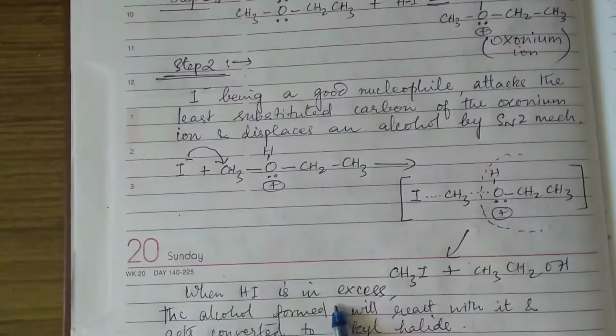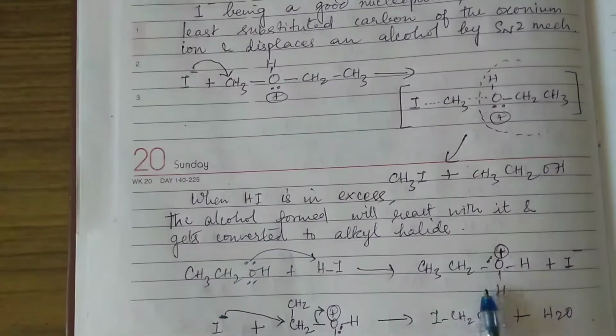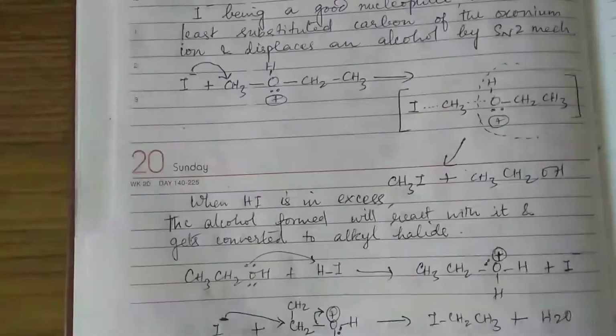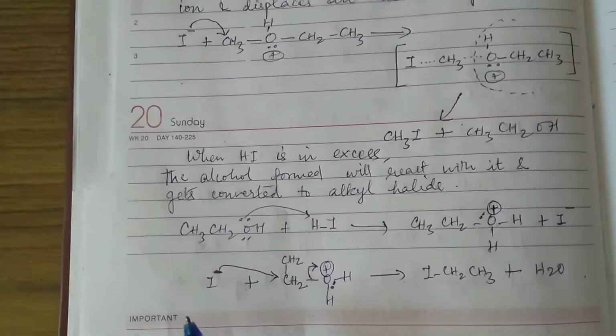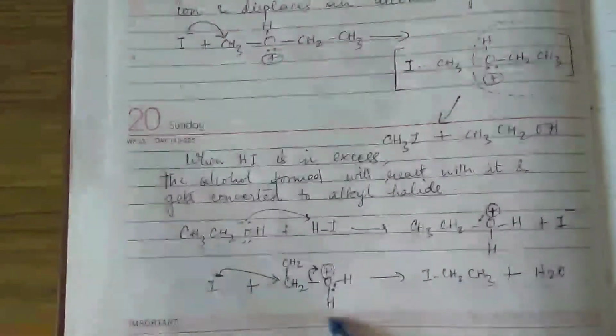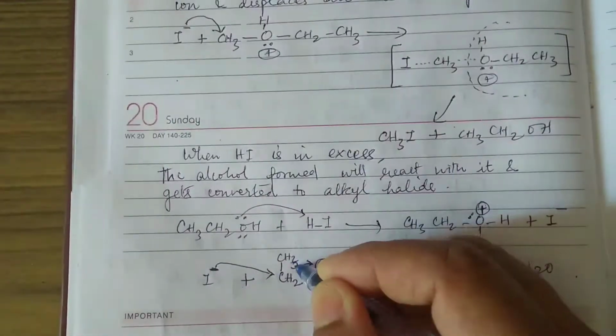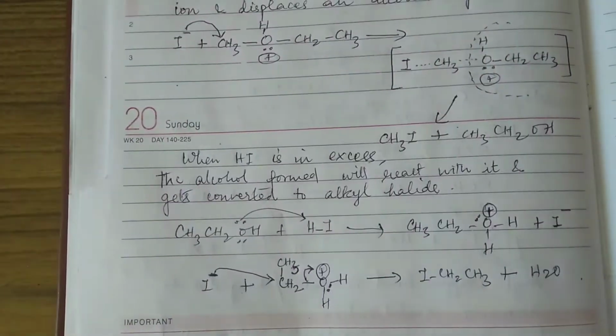Now when HI is in excess, what happens? The alcohol formed will react with it and gets converted to alkyl halide. That is, the alcohol that was formed reacts with excess HI, and again it will form a protonated alcohol, and this protonated alcohol will react with I minus, and this I minus will hit the carbon holding oxygen, and this will leave as water, and you will get CH3CH2I plus water. Okay.